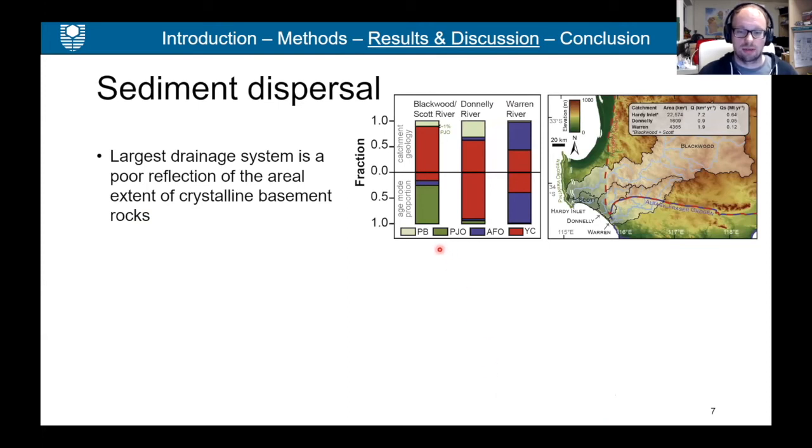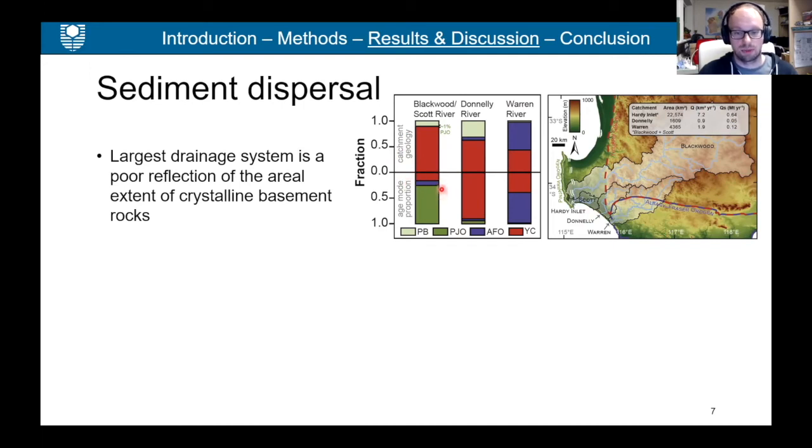And one thing that pops up quite quickly is when we compare the catchment geology, so essentially the areal extent of different source rocks. For instance, the Yilgarn Craton of the Blackwood River makes up to 90% here in red, whereas the age spectra only contains 10% of zircon grains derived from the Yilgarn Craton.